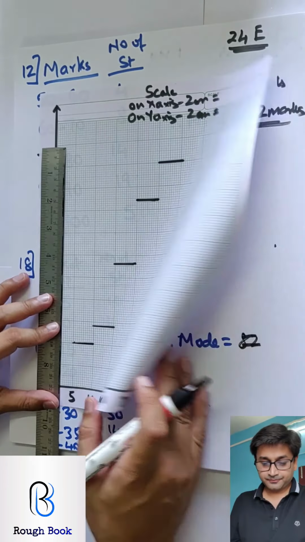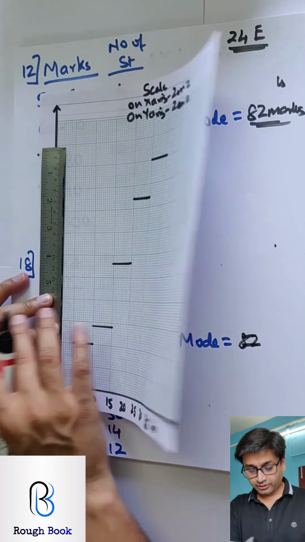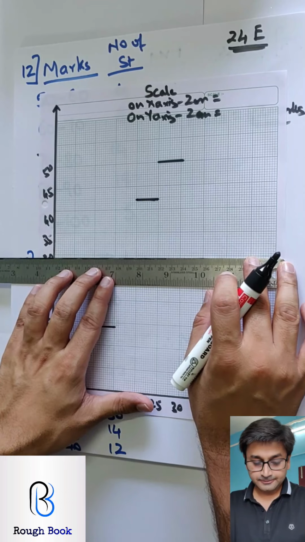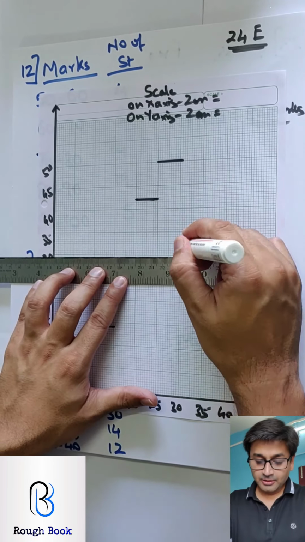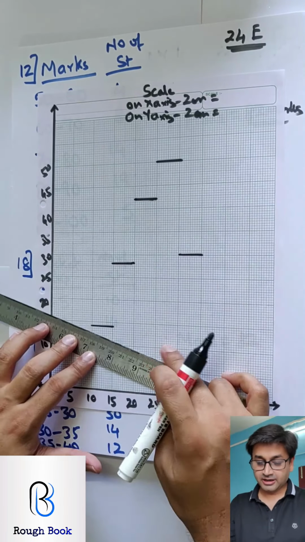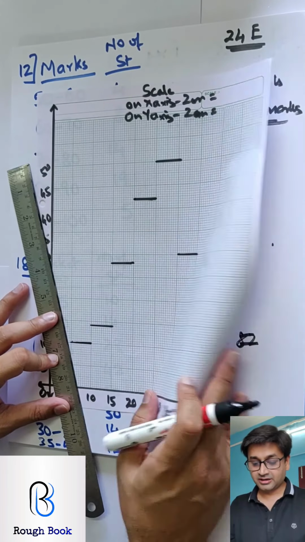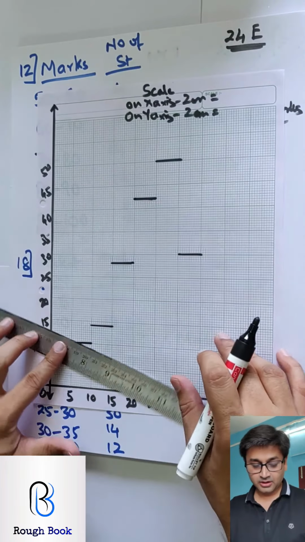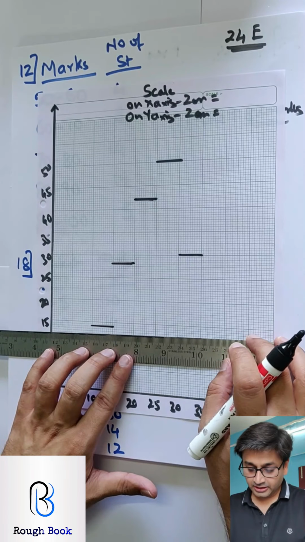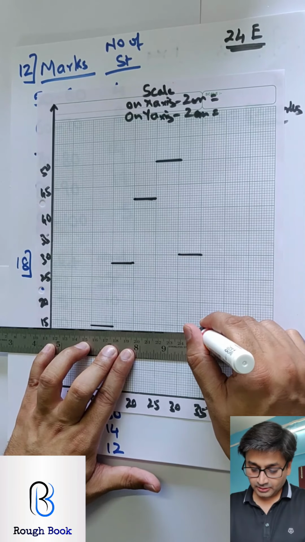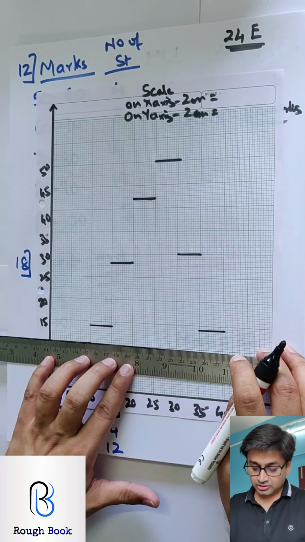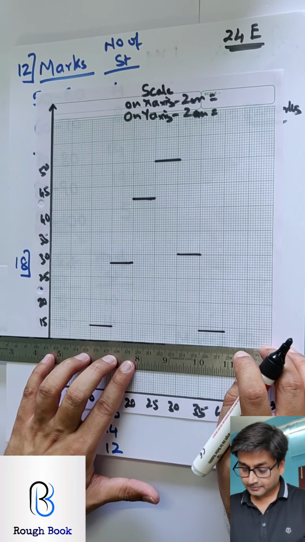The next one after 50 is 30, 14, 12. So 30. Remember, you don't mark these bars on the same line, huh? Otherwise you will get 2 bars here only and you will mess up your entire sum. 14 and 12. So 14 will be 2 lines below, and finally 12. So 10 plus 4 lines.